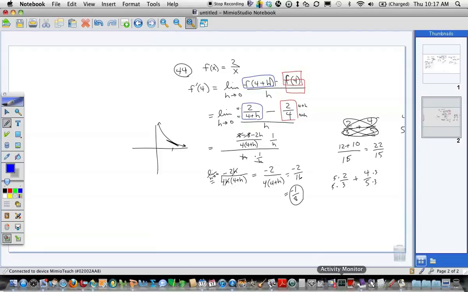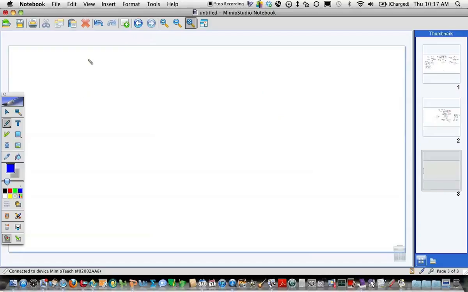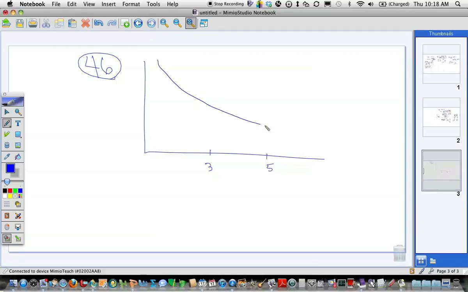Well, wait a minute. 46 was kind of interesting and would be worth mentioning here. On 46: suppose that f is decreasing and concave up on the interval 0 to 10, and m is a slope between 3 and 5. So if I have a graph, here's 3, here's 5, and this graph, what's it? Decreasing and concave up. So the entire time it's like this.